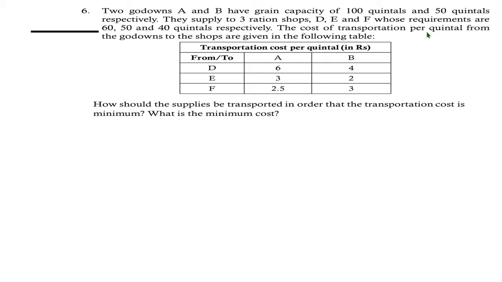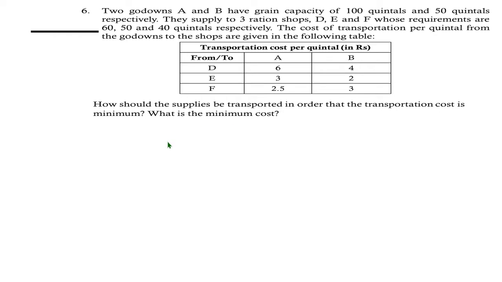The cost of transportation per quintal from the godowns to the shops are given in the following table. So, the transportation cost from A and B respectively to D, E and F are given in this table. It is transportation cost per quintal in rupees. Now, the question is, how should the supplies be transported in order that the transportation cost is minimum? What is the minimum cost?